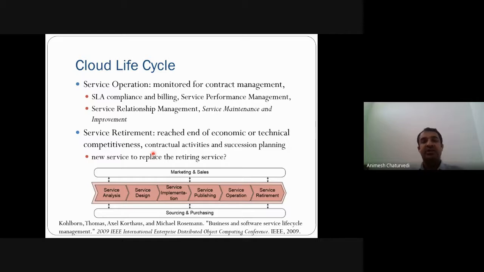Then service relationship management with the client, with auditor, and all these stakeholders. So how the service maintenance could take place, how you can do the improvement of these services.